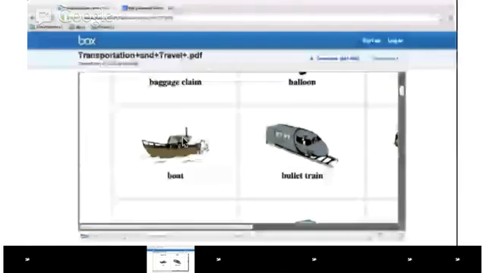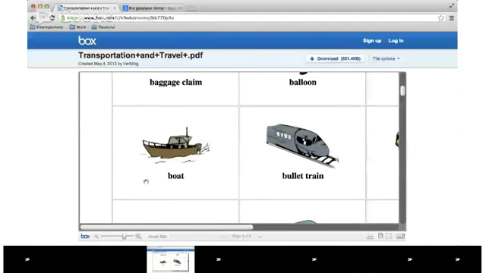Well, let's talk about boat. Talk to us about boat. What is a boat? We use it for the sail. We use it on the sea, or in the sea. We use it for navigation. Good, to navigate.